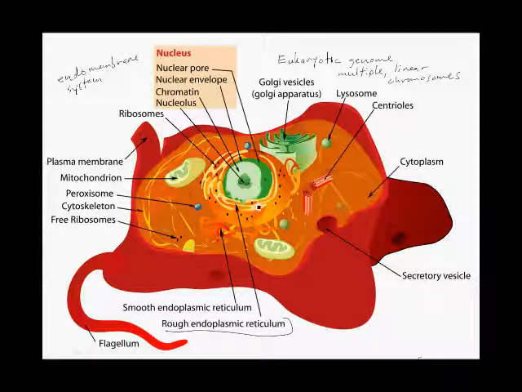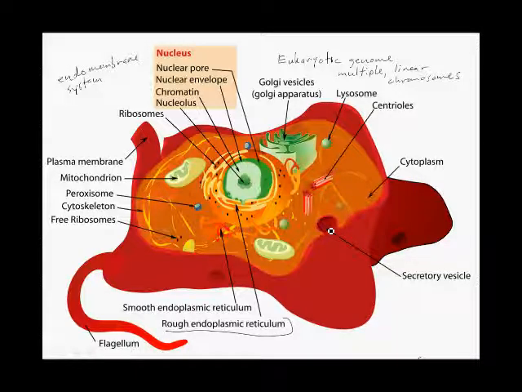Smooth ER generates much of the lipids, and membranes form little vesicles that travel from the ER, fuse with the Golgi, and from the Golgi they form vesicles that either become lysosomes or become secretory vesicles that travel to the plasma membrane and fuse with the plasma membrane, expelling their contents to the outside of the cell.